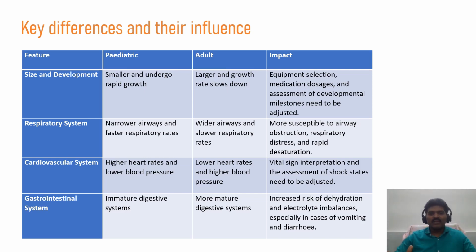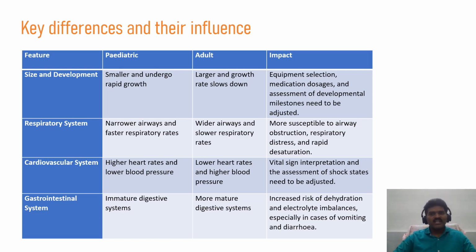The gastrointestinal system: they have immature digestive systems. In adults, the digestive system is usually more mature. So pediatrics have an increased risk of dehydration and electrolyte imbalances because their absorptive capacity is less and they have a very narrow range of maintenance of electrolytes, especially in case of vomiting and diarrhea.